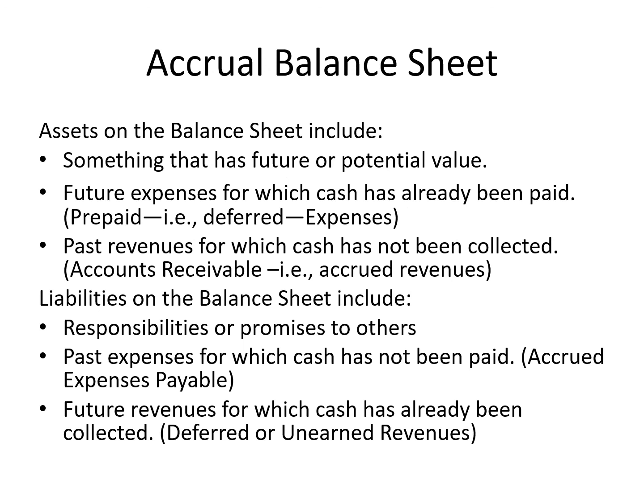When I look at the balance sheet, we know that assets on the balance sheet are something that have future or potential value, and they may be future expenses. They could be past revenues, like accounts receivable, and liabilities can be future promises that I'm going to do. They can be past expenses, like accounts payable. They can be future revenues, deferred or unearned.